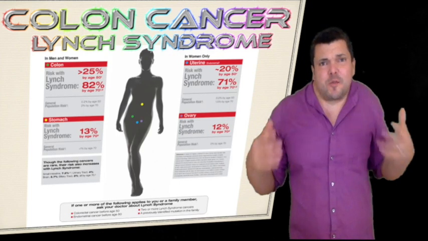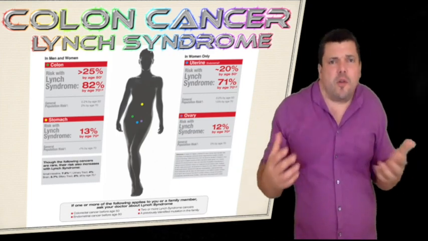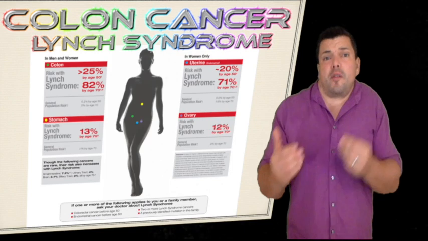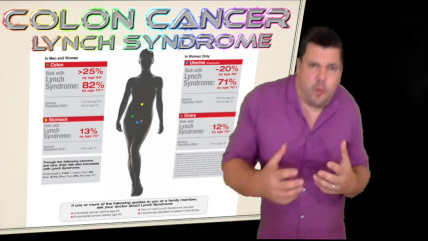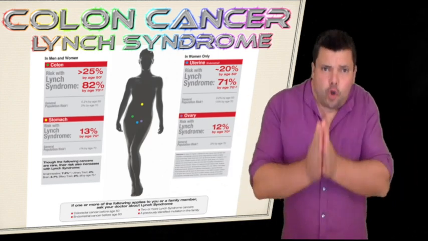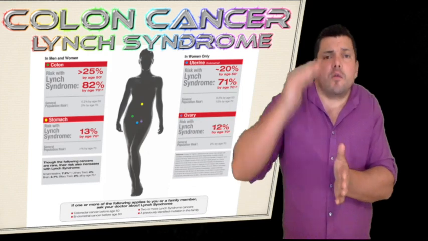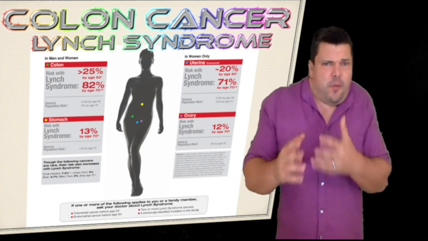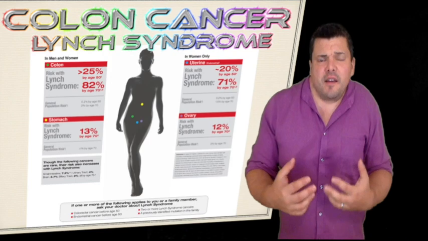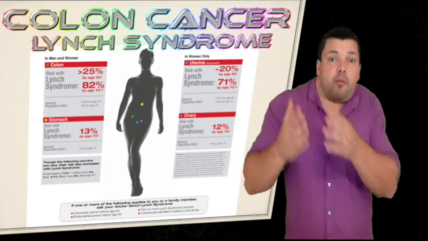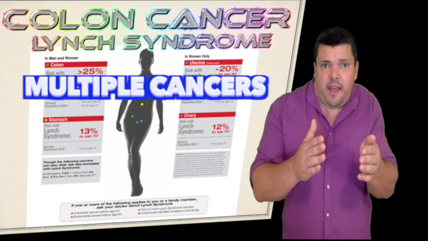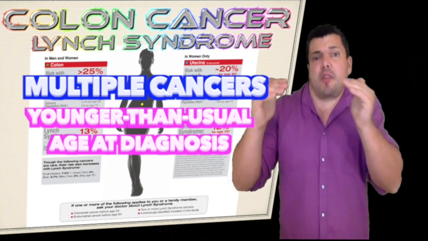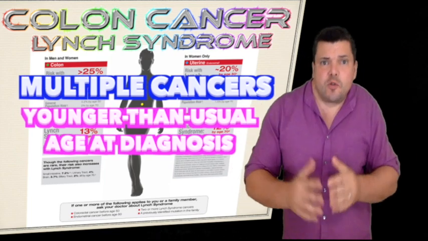Now, colon cancer is bad enough, but did you know that colon cancer can exist inside of a syndrome called Lynch syndrome? People with Lynch syndrome have germline mutations to a number of tumor suppressor genes. And the way this plays out is that they tend to get multiple cancers in their lives, and they get those cancers at younger than normal ages.